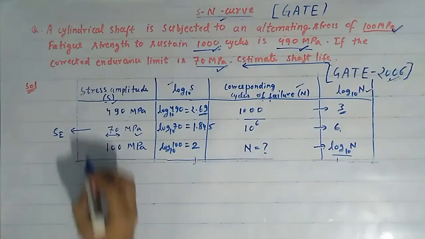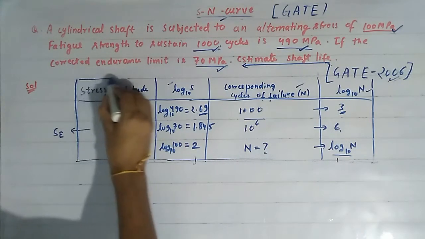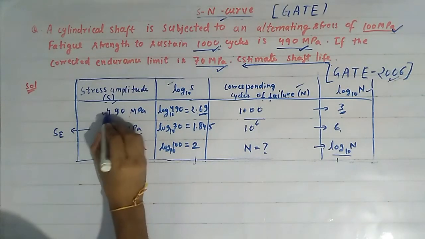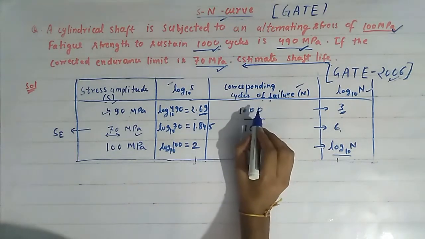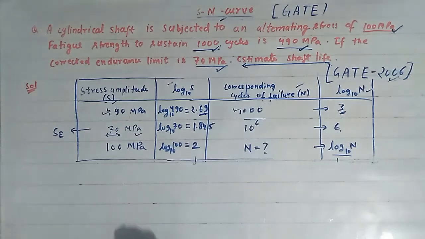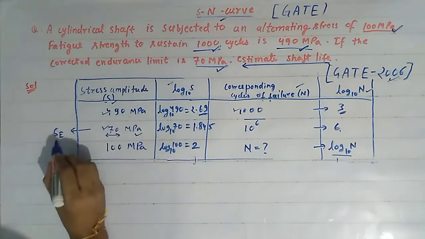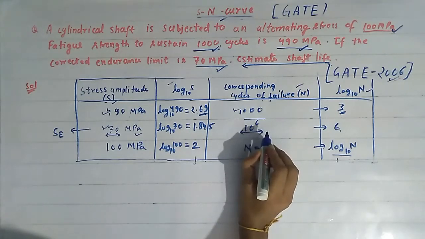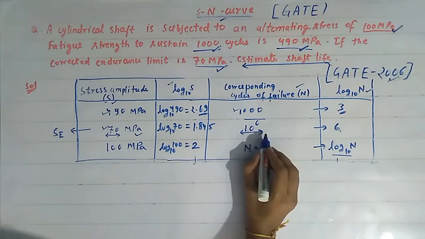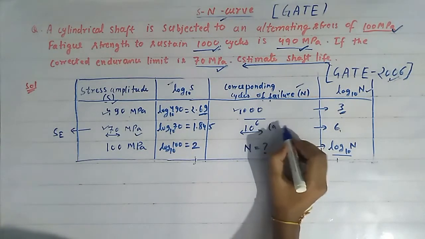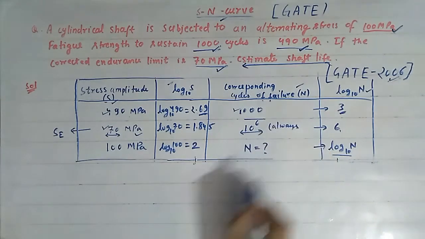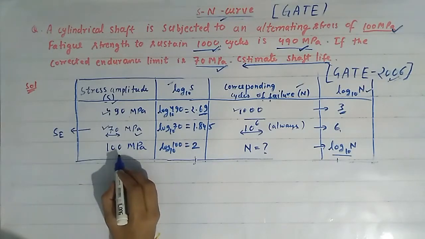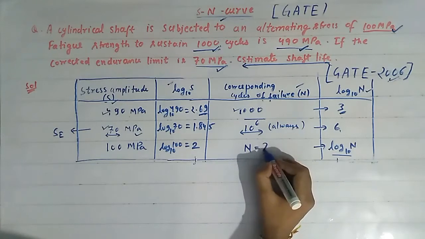I have put this data into tabular form. Corresponding to 490 megapascal, the number of cycles for failure is 1000, and corresponding to 70 megapascal, the endurance limit of the specimen, the number of cycles will be 10 raised to power 6. We have to know that corresponding to the endurance limit, the number of cycles to failure is always 10 raised to power 6. And corresponding to 100 megapascal, we have to find the number of cycles of failure.